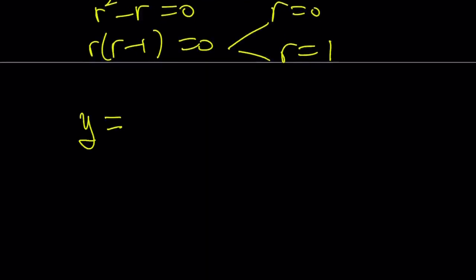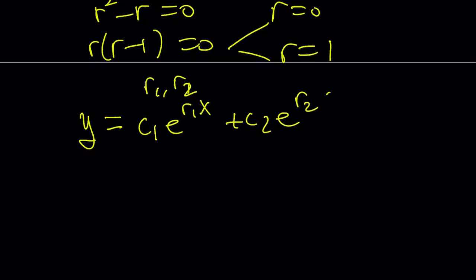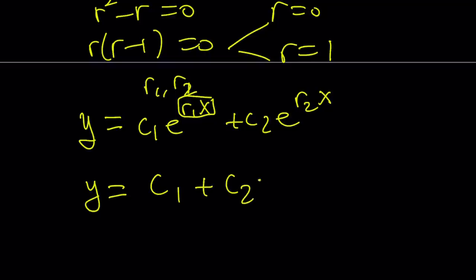With the characteristic equation and its roots, we can basically write the following. y equals, if the roots are r1 and r2, basically the solution is going to be c1 e to the power r1x plus c2 e to the power r2x. Since our roots are 0 and 1, 0x is just going to be 0 and e to the power 0 is going to be 1. Therefore, you're going to get something like c1 plus c2 e to the power x as before.